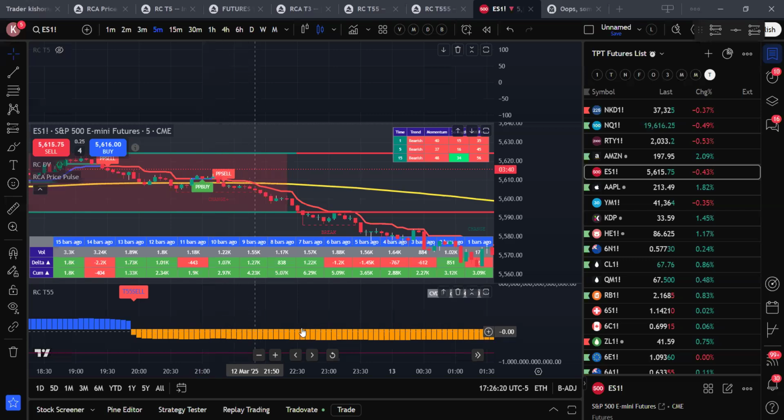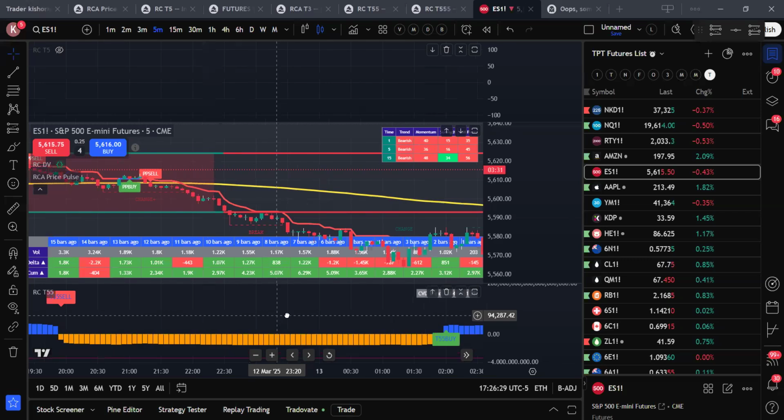And as long as it is sell, if you got a buy but here you see sell, then you don't enter a long position. As long as this is staying, you can hold your trade.